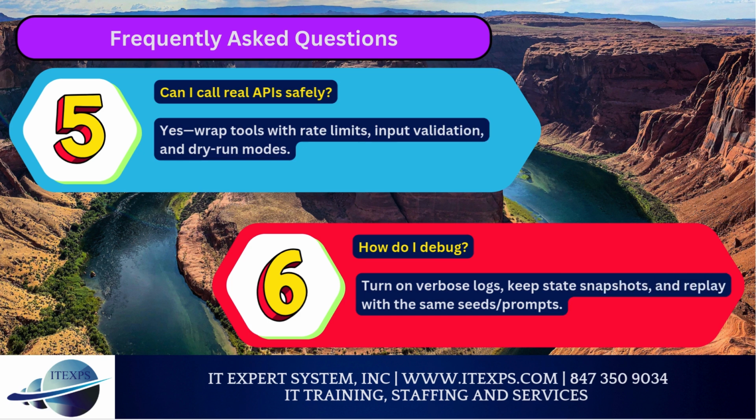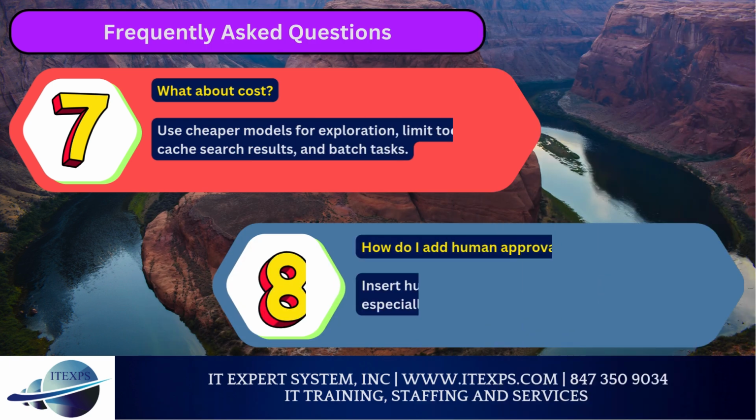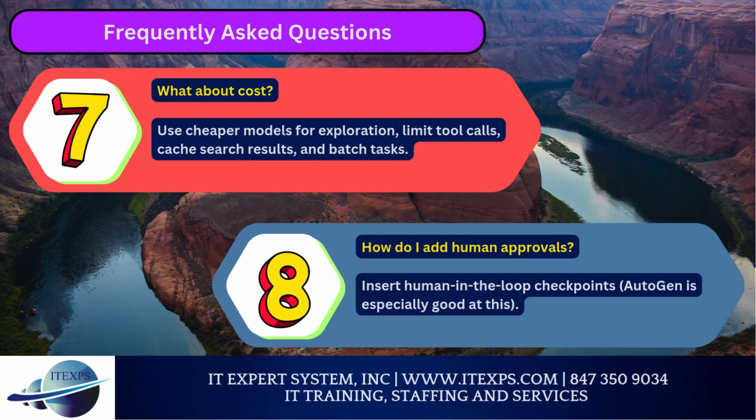Can agents call real APIs safely? Yes, wrap them with validation, rate limits, and dry run modes. How do I debug? Turn on verbose logs, capture state snapshots, and replay with the same seeds. What about cost? Use cheaper models where possible, cache results, and batch tasks.